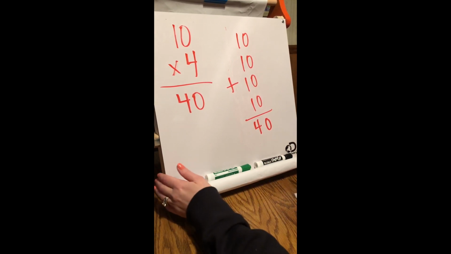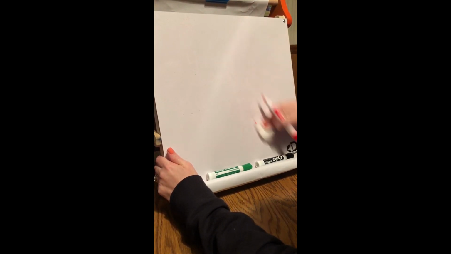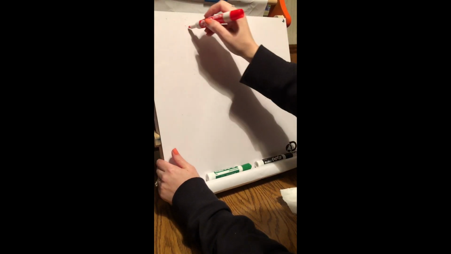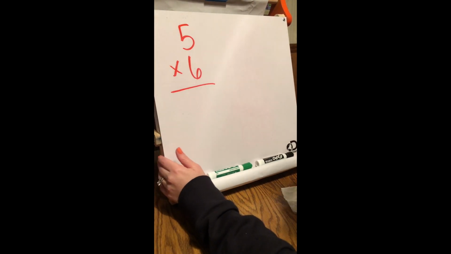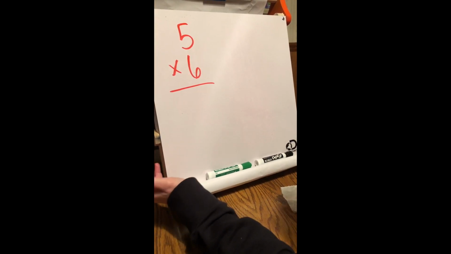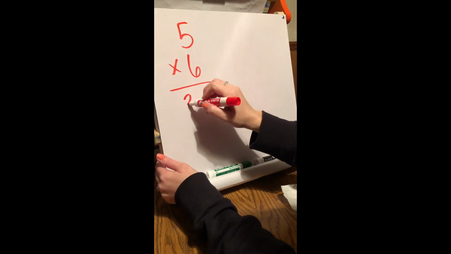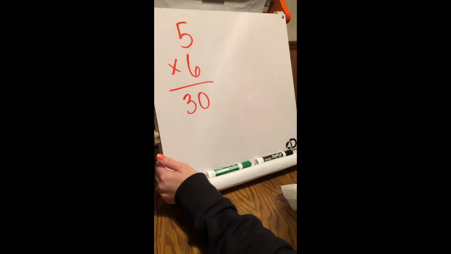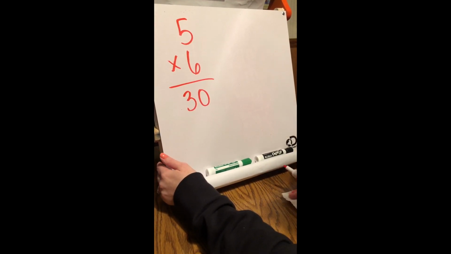Now, the next problem is 5 times 6, which automatically when you see that factor 5, you should tell your brain to skip count because you're really good at skip counting by 5. So you would skip count by 5 6 times. 5, 10, 15, 20, 25, 30. So we know the product is 30. You could use one of the other strategies to check your skip counting. However, let's move to a little bit harder one.